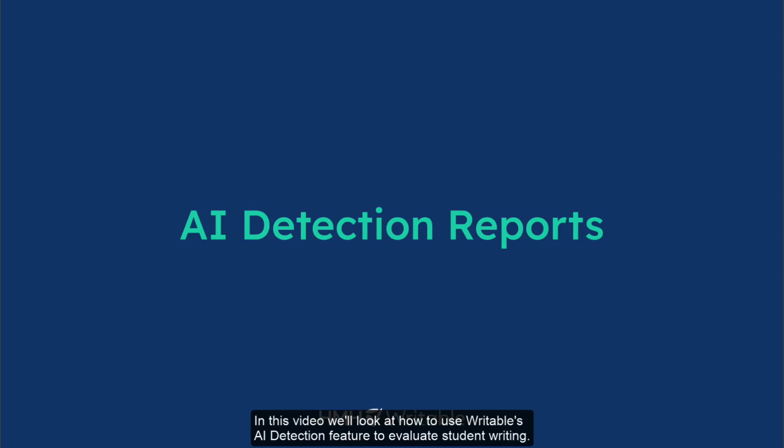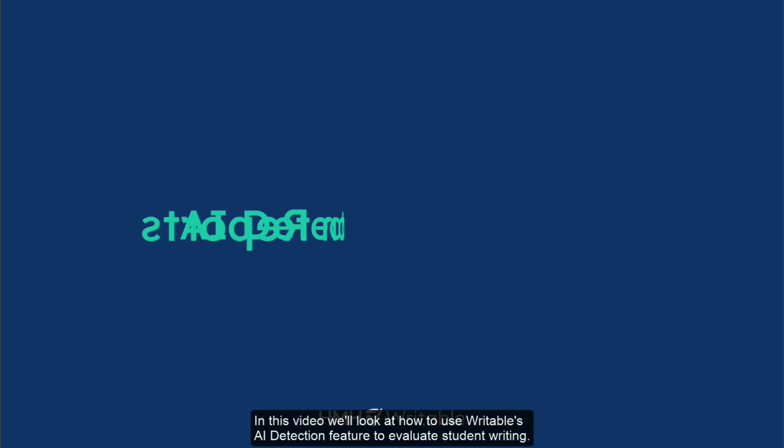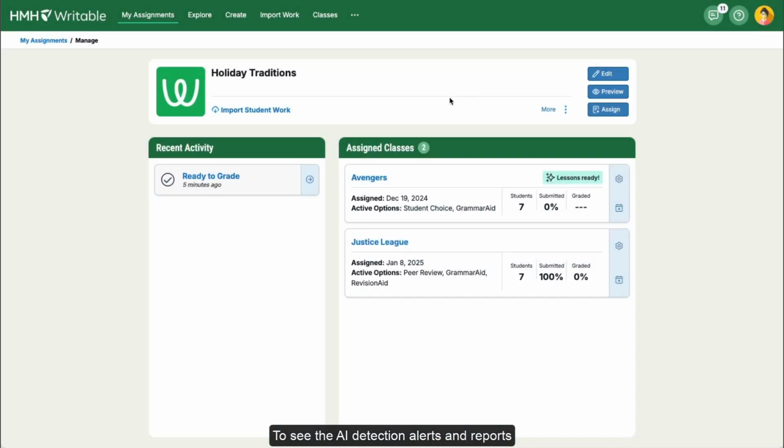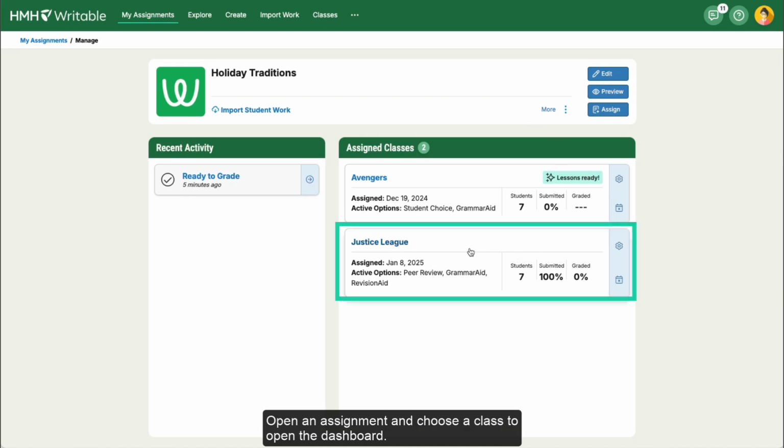In this video, we'll look at how to use Writable's AI detection feature to evaluate student writing. AI detection reports are powered by CopyLeaks and help teachers assess whether a student may have used generative AI in their writing.